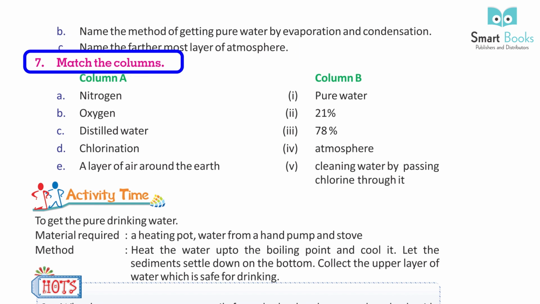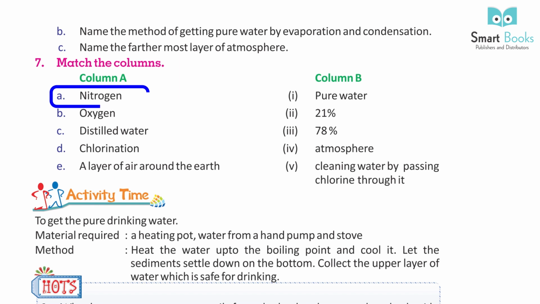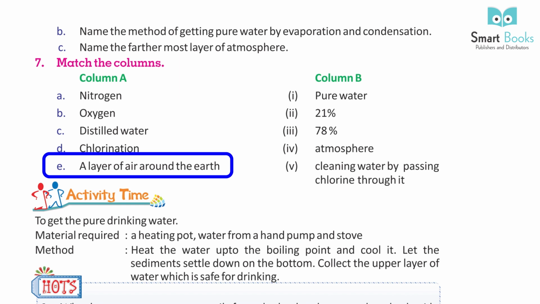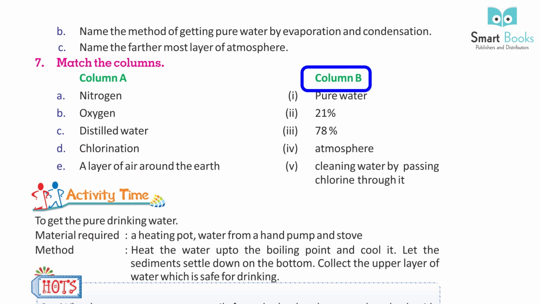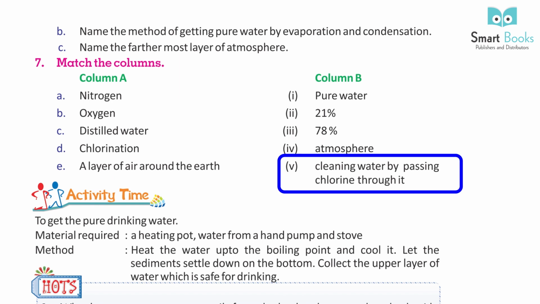7. Match the columns. Column A. A. Nitrogen. B. Oxygen. C. Distilled water. D. Chlorination. E. A layer of air around the earth. Column B. 1. Pure water. 2. 21%. 3. 78%. 4. Atmosphere. 5. Cleaning water by passing chlorine through it.